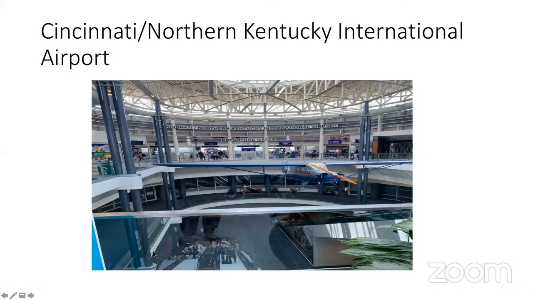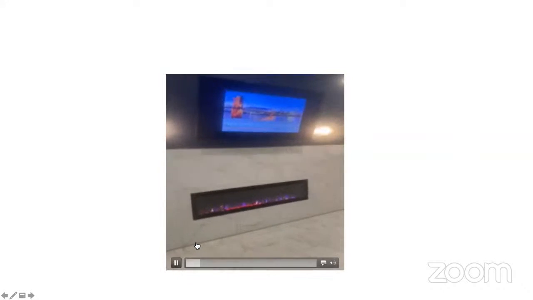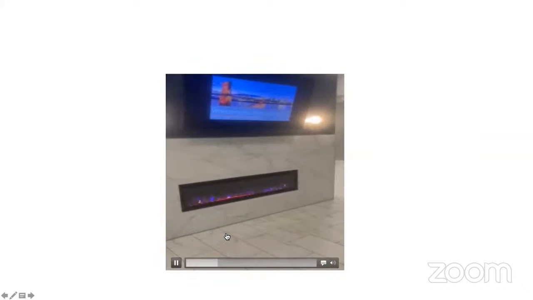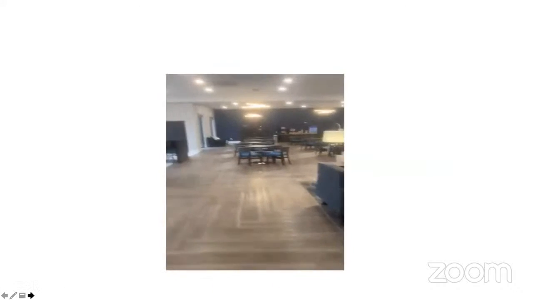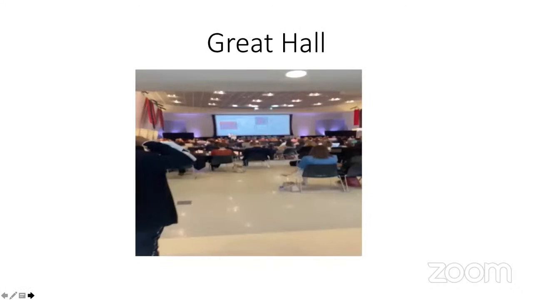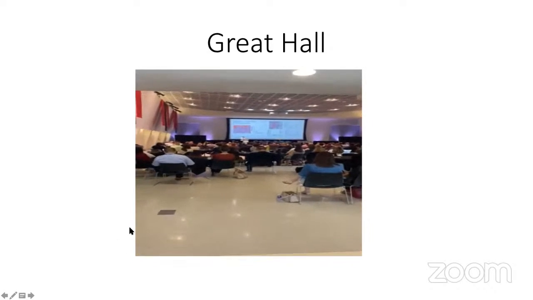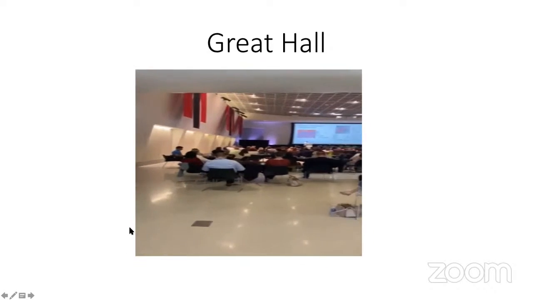I'm trying to move this. Okay, yeah, this is the hotel. I forgot, this is when I reached the hotel here. Yes, it's very good. Yeah, this is the Great Hall where the speakers can present.